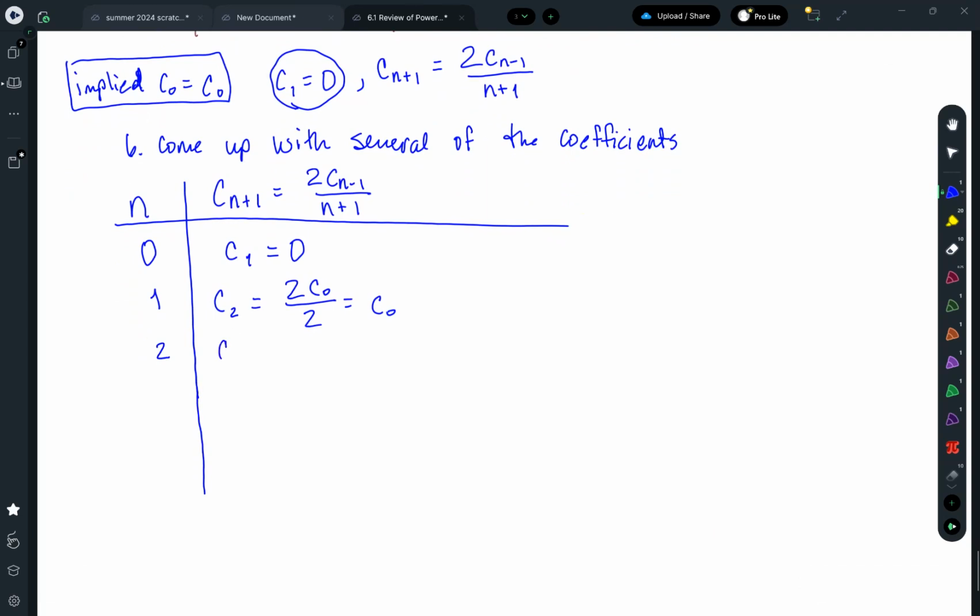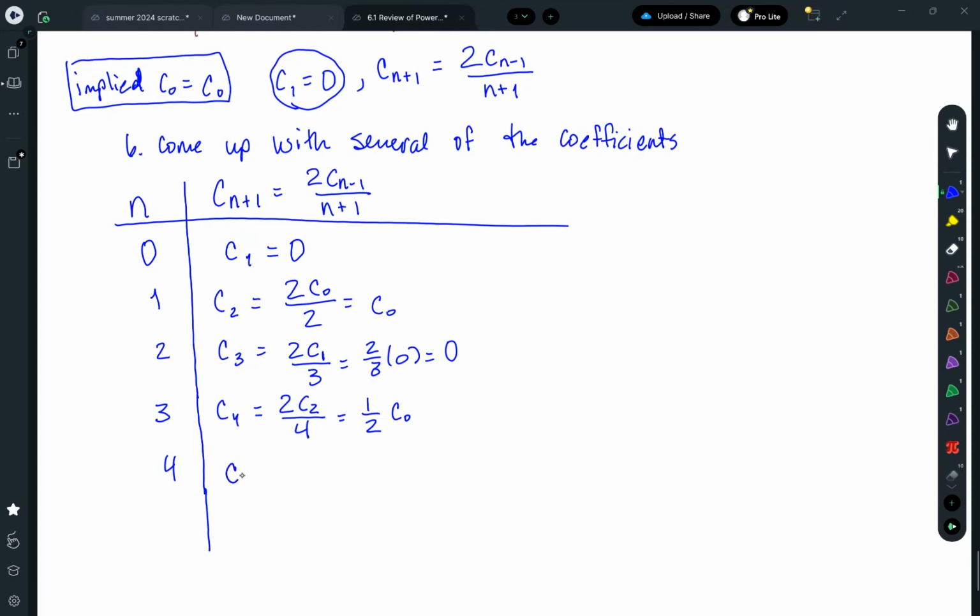Then I can go to 2. N is 2. Then I'm finding c3, which is equal to 2c2 over 3. But, hang on, not c2. c1. 2c1 over 3. But c1 is 0, so this is just 2/3 times 0, which is 0. So I don't get anything for c3. When n is 3, I get c4. c4 is 2c2 over 4, which reduces to 1/2 c2, which is c0. And I leave it like that because c0 is just c0.